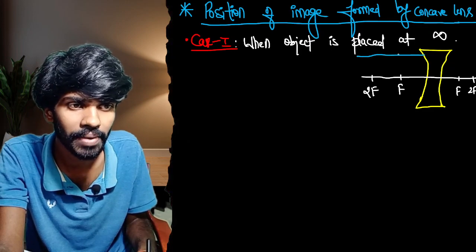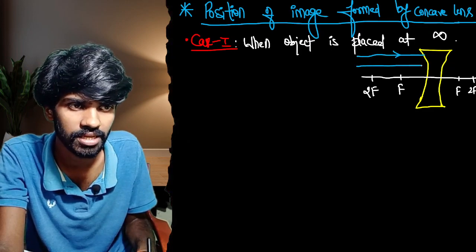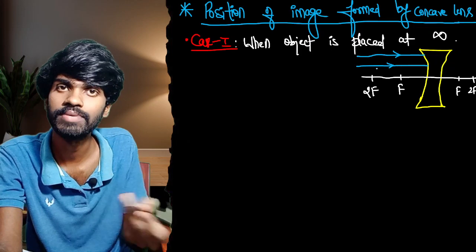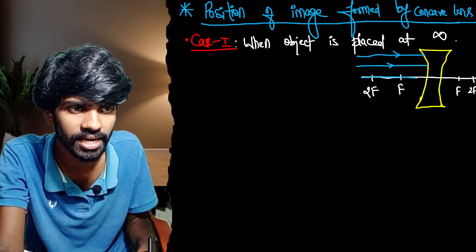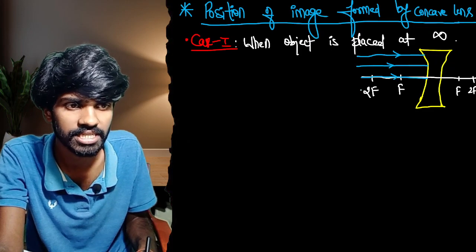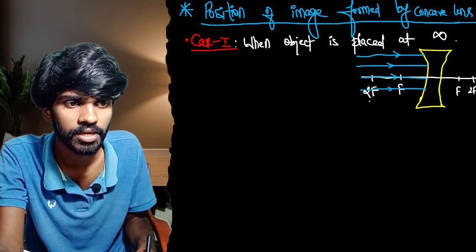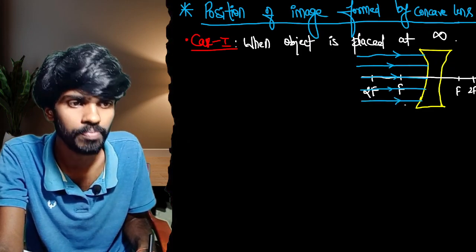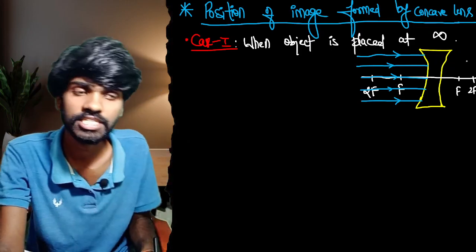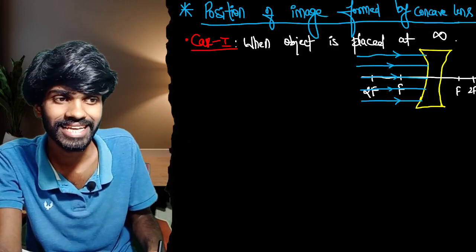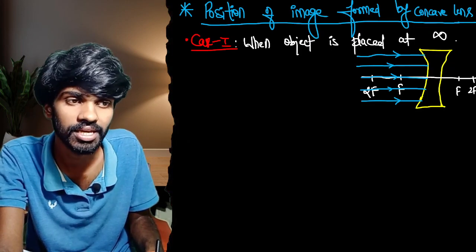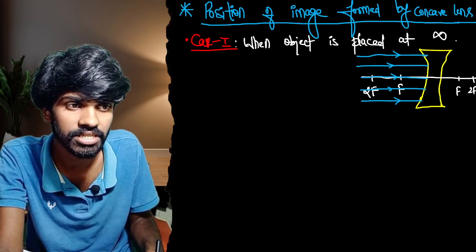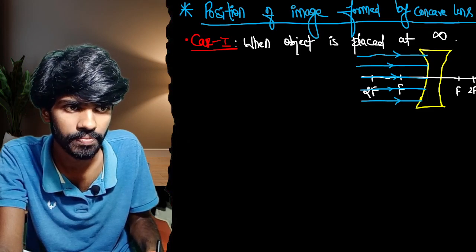These rays will be parallel to principal axis. If you don't know the explanation for it, please watch the last lecture. I have already explained that, why this ray will be parallel. So we will draw it parallel. Okay, so what will happen in this situation? In this situation, since the lens here is concave lens, it will diverge the ray. So these rays will get diverged like this.